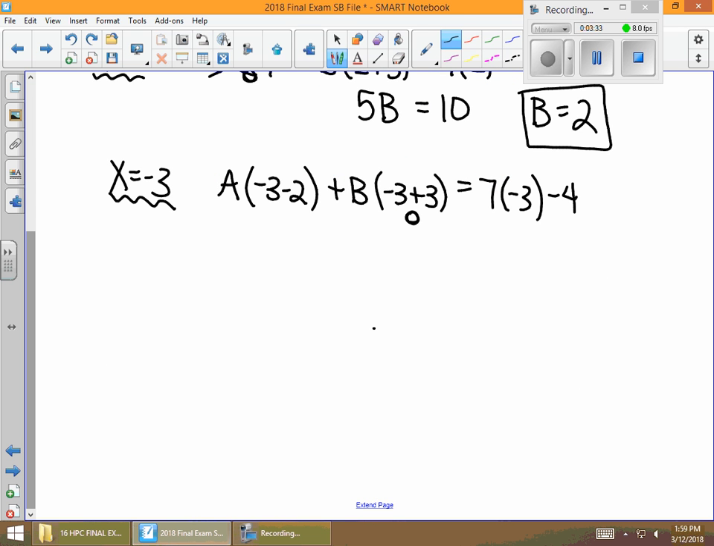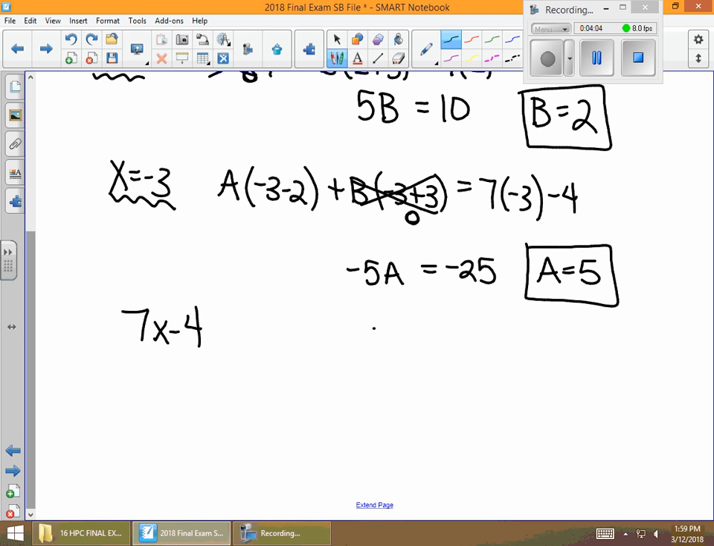This B is going to 0 out. Negative 3 minus 2 is negative 5, so negative 5A. 7 times negative 3 is negative 21, minus 4 is negative 25. That means when I divide by negative 5, A is 5. So my partial fraction decomposition for 7x minus 4 over x squared plus x minus 6 is this.